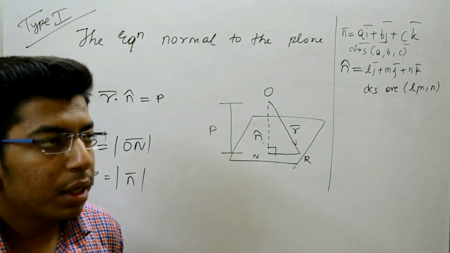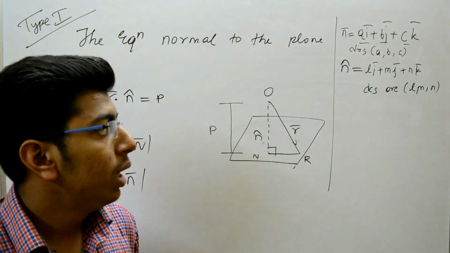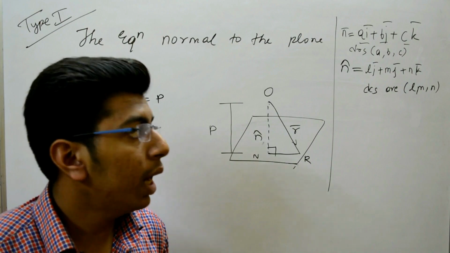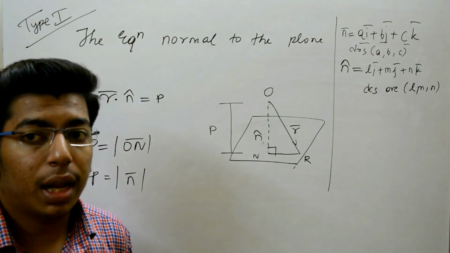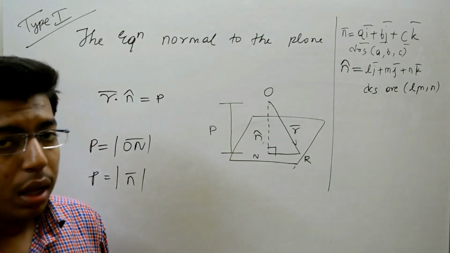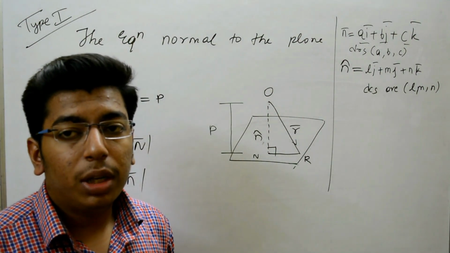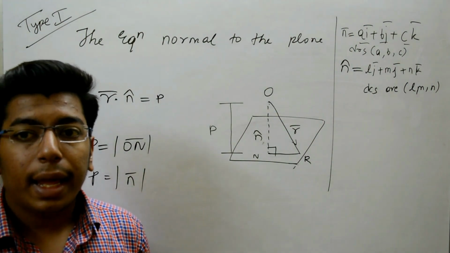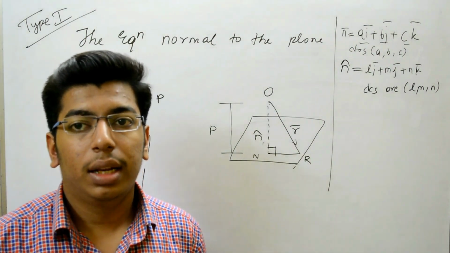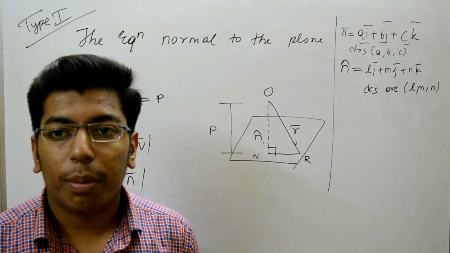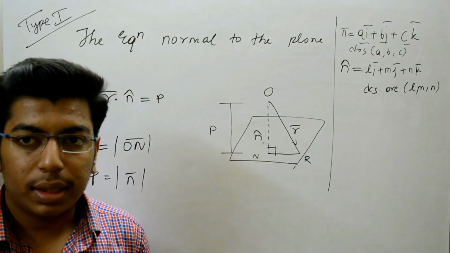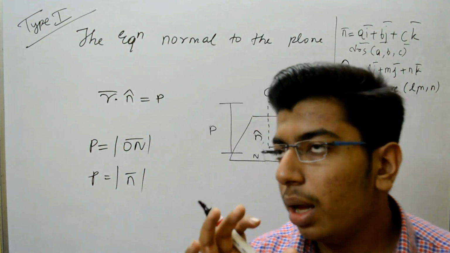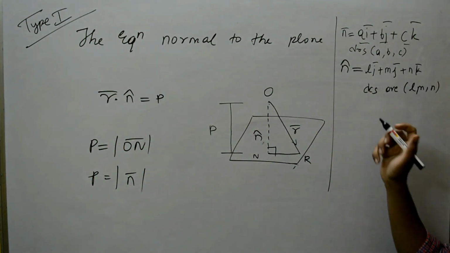N cap is the unit vector equal to L i bar plus M j bar plus N k bar, the unit vector normal to the plane, then the direction cosines are L, M, N. This is our second remark. You note it down in your notes. Now what about the third remark?